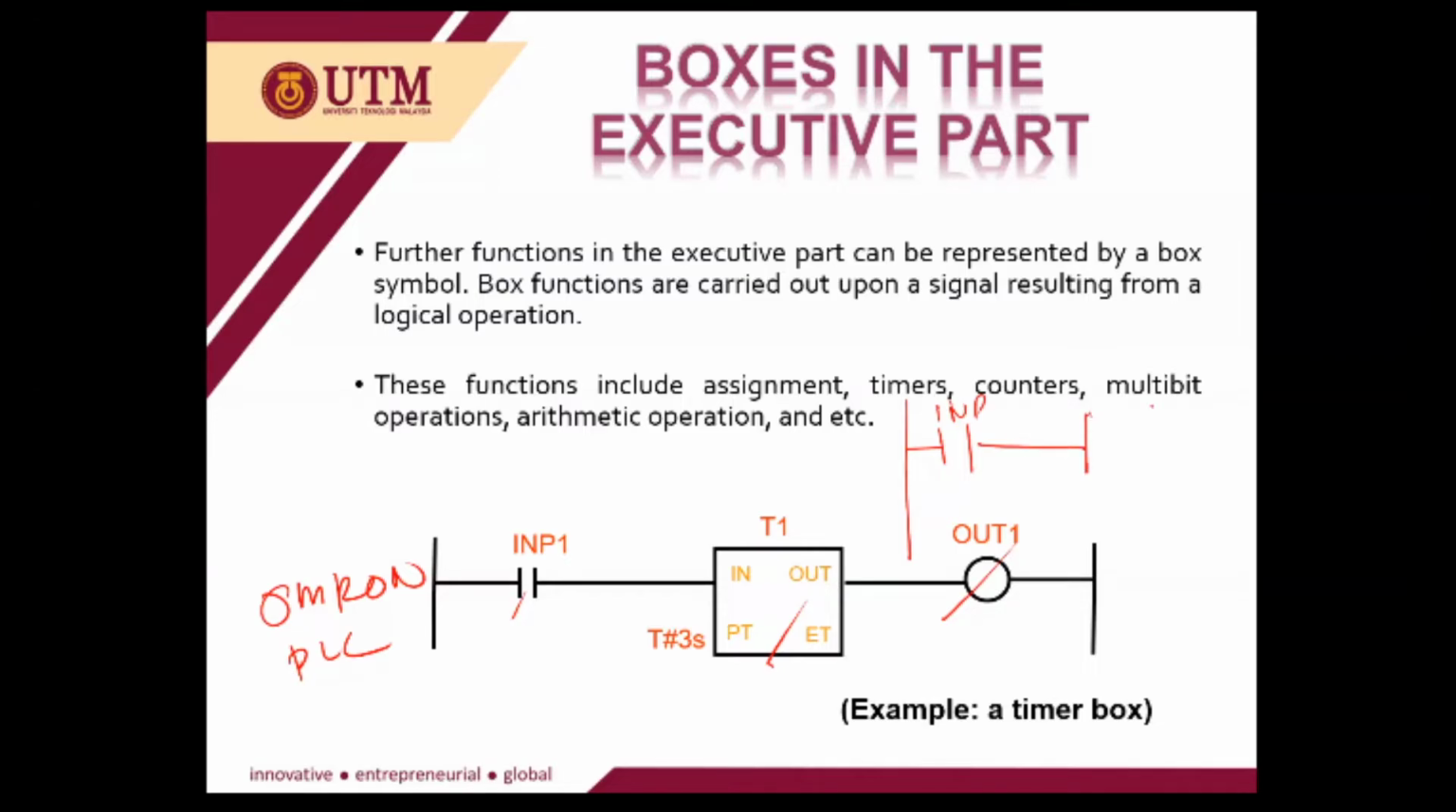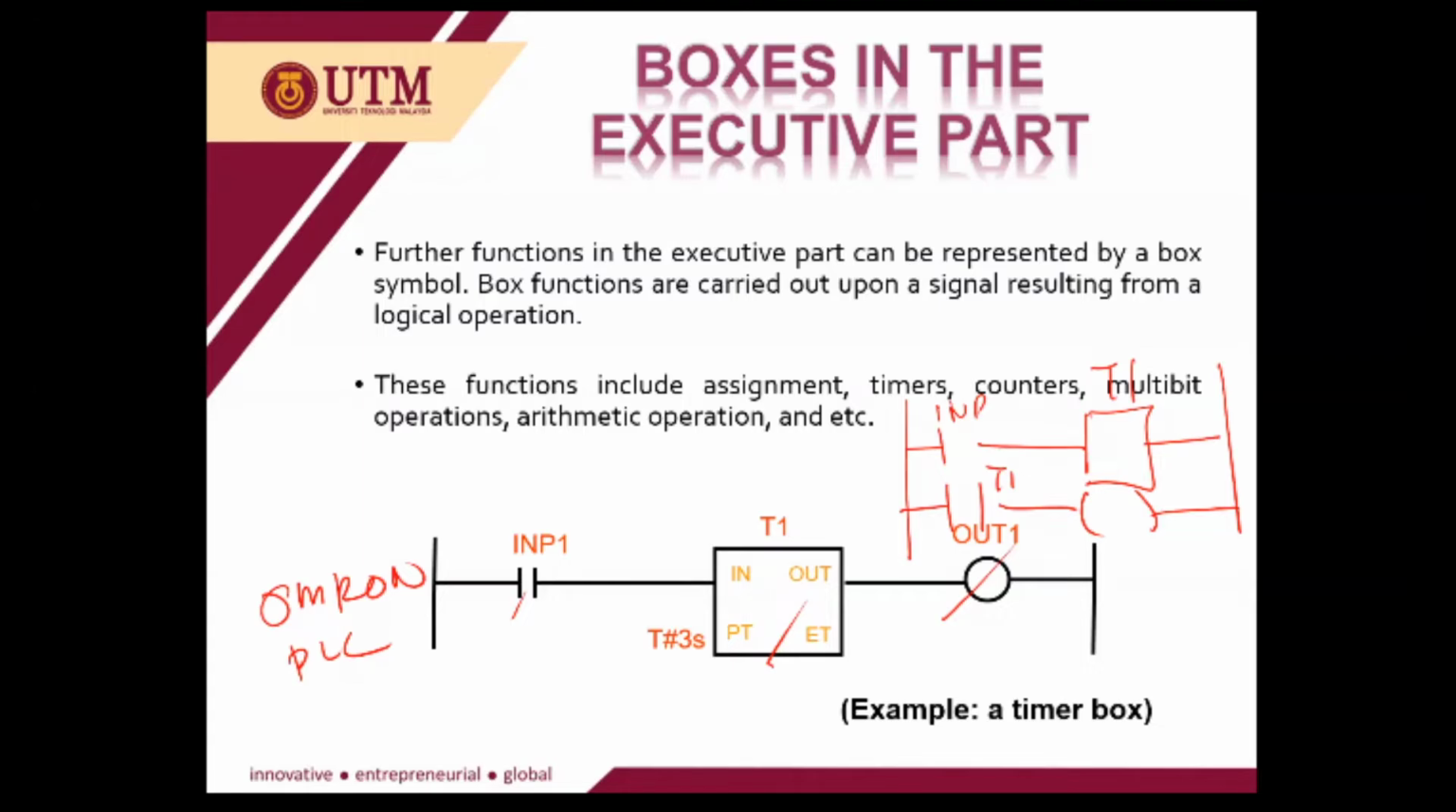your timer, goes to the 0 volt, and then the timer contact will control the output in two rungs. This is T1, the name of the timer. This is the T1 contact in two rungs.